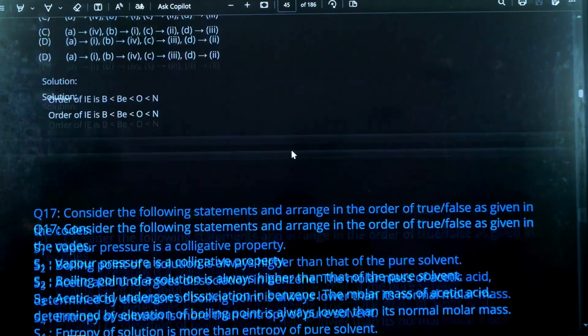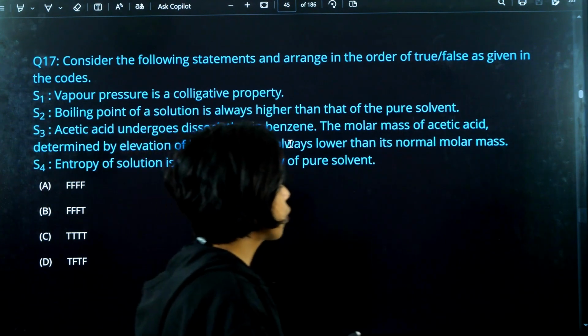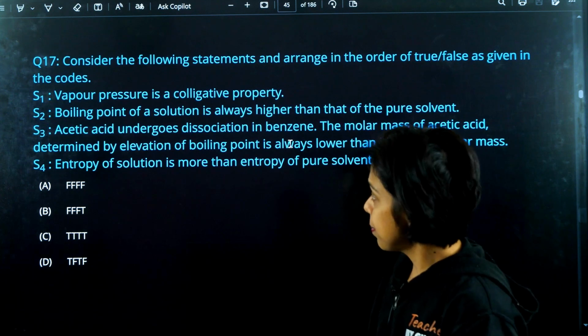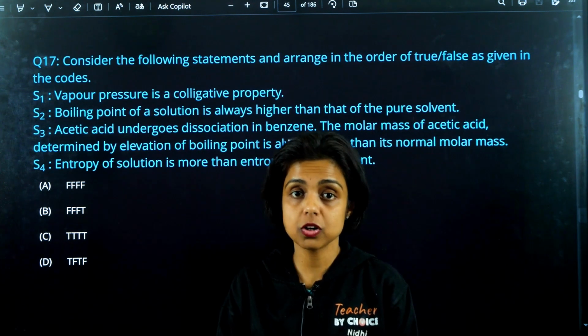I just told you the order. Half filled, fully filled. Now the next question. Consider the following statements arranged in the order of true or false. Vapor pressure is a colligative property. No. Relative lowering of vapor pressure is a colligative property, not just the vapor pressure.